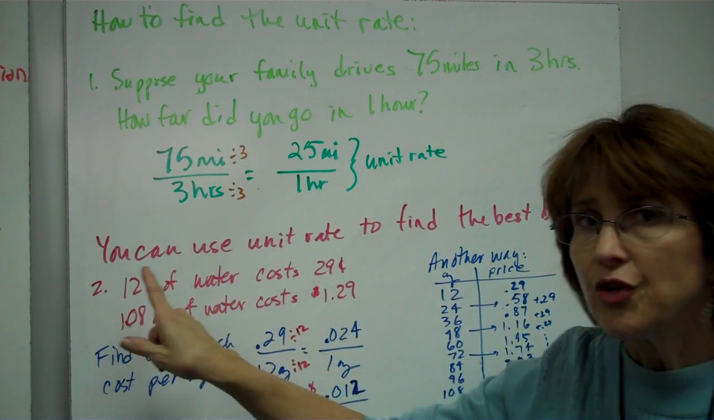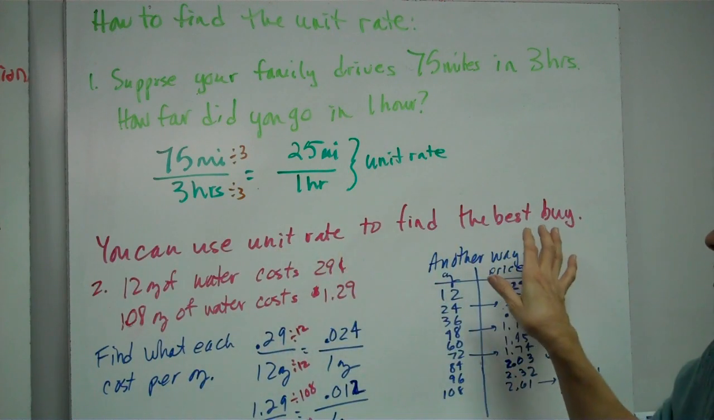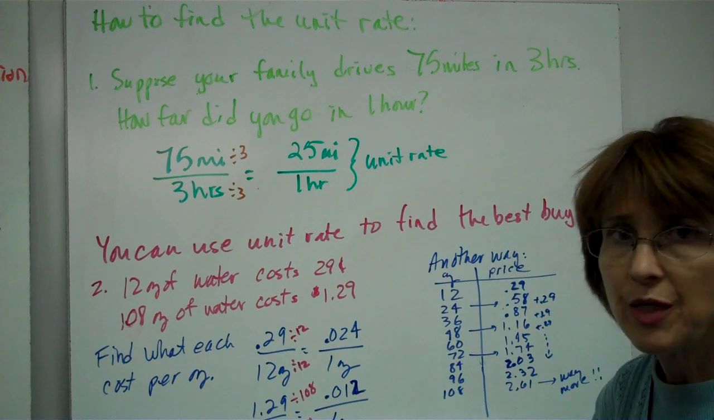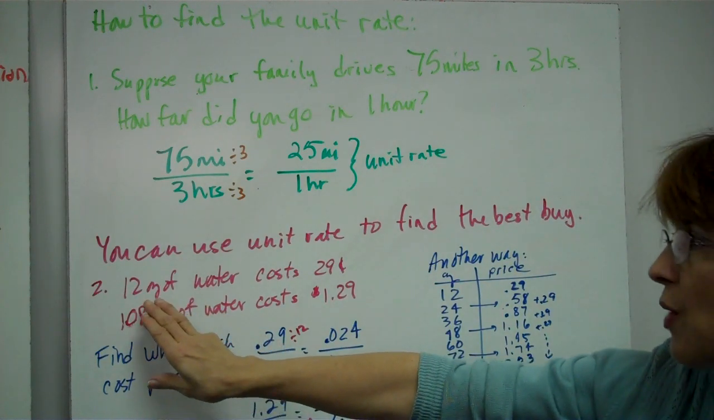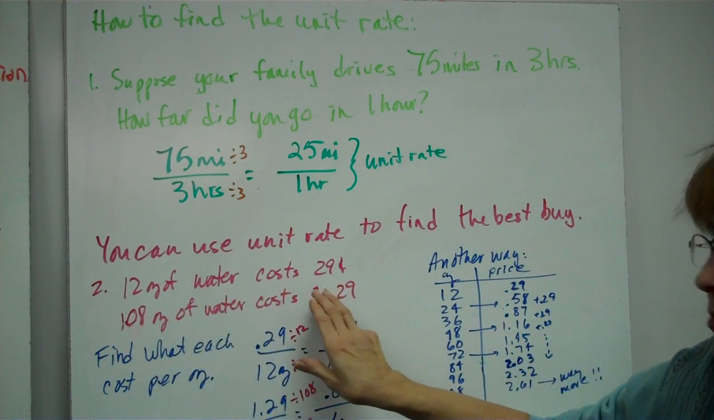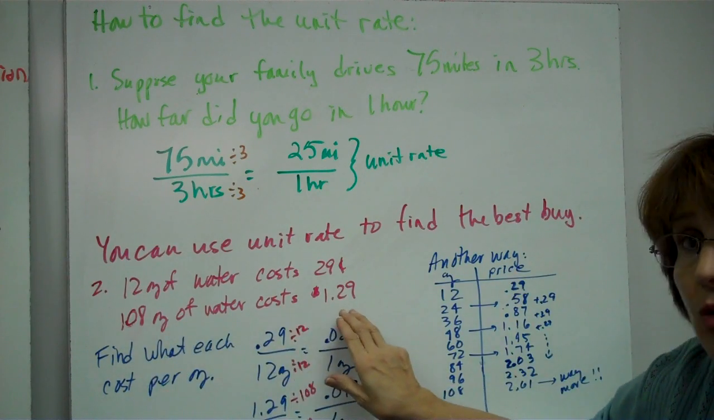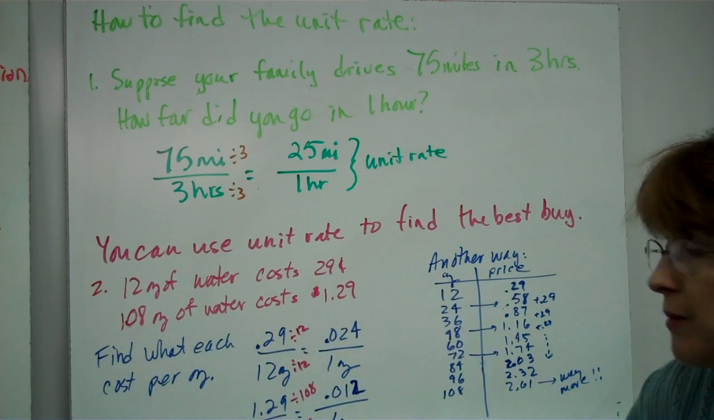Okay, another way to use the unit rate is to find the best buy. There are a couple of different ways we can do this. Suppose you had 12 ounces of water that cost 29 cents, but then another container of water had 108 ounces and cost $1.29, and you want to know which one's a better deal.